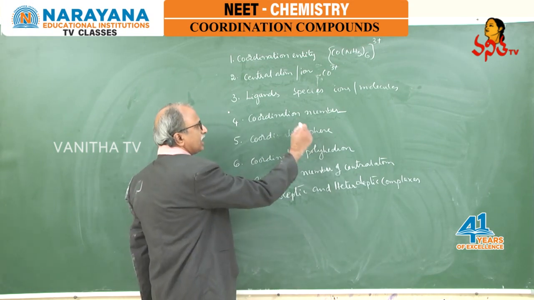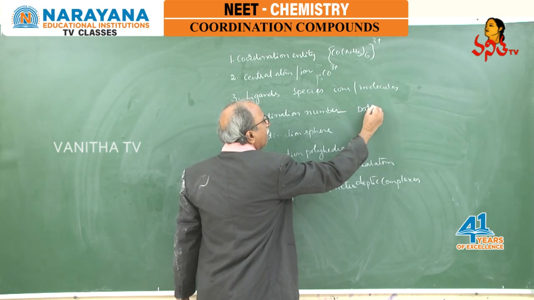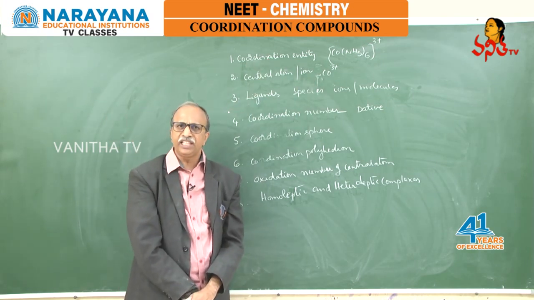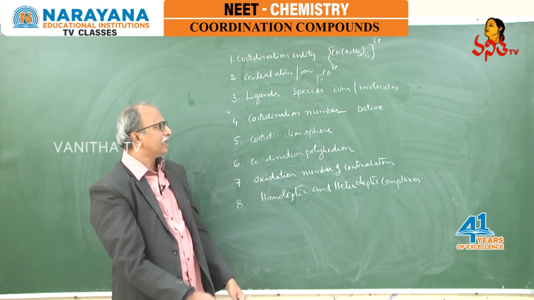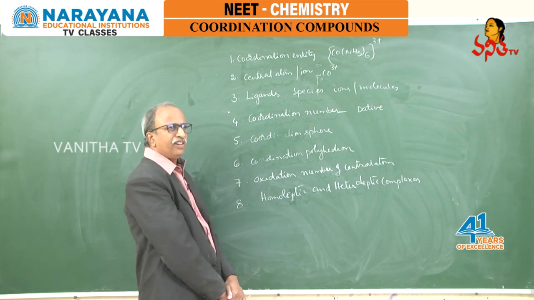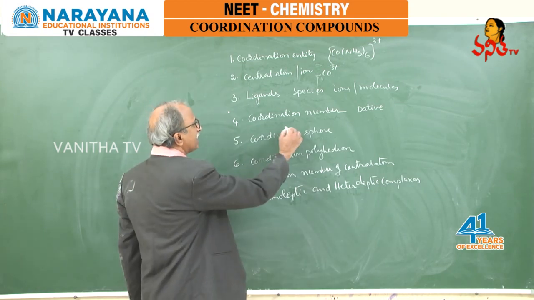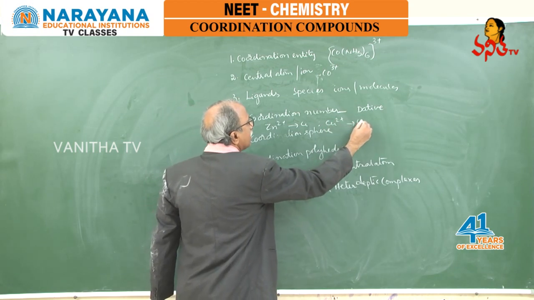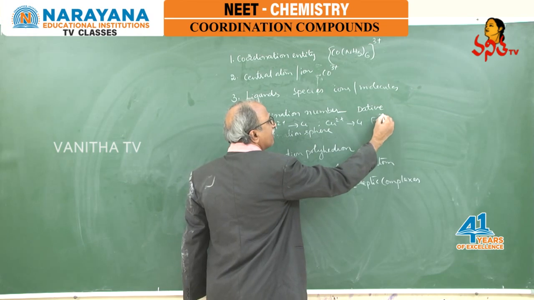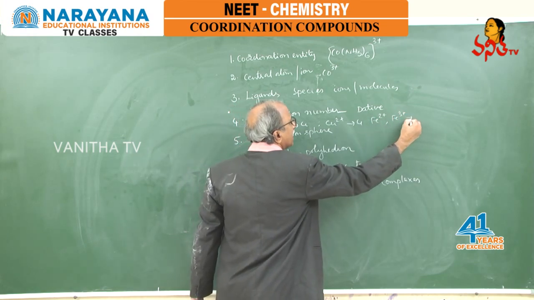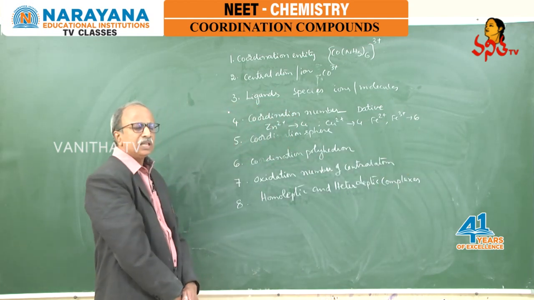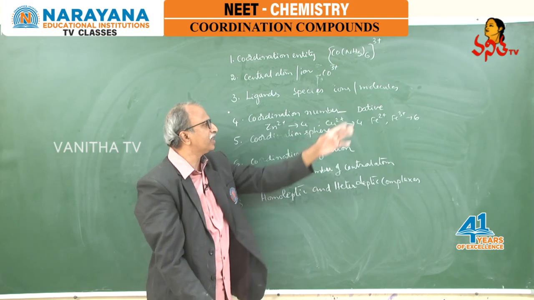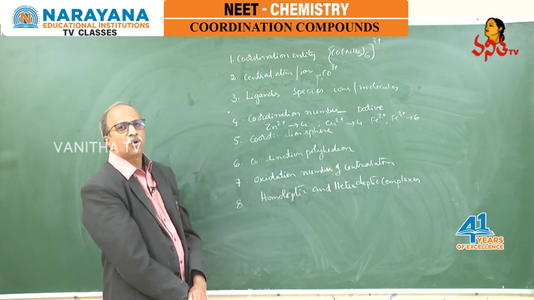The number of dative bonds formed by the central metal atom or ion during the formation of the coordination entity is called the coordination number. Generally, this coordination number is fixed for certain metal ions. For example, for Zn2+ the coordination number is 4, like that for Cu2+ it is 4, and for Fe2+, ferrous ion, or ferric ion, generally the coordination number is 6. That means they are surrounded by 4 or 6 ligands and can form 6 dative bonds like that. Therefore, such a number is called the coordination number.